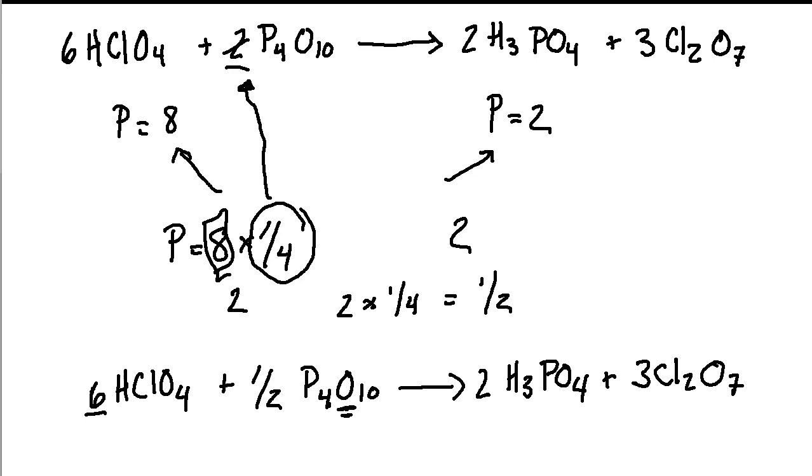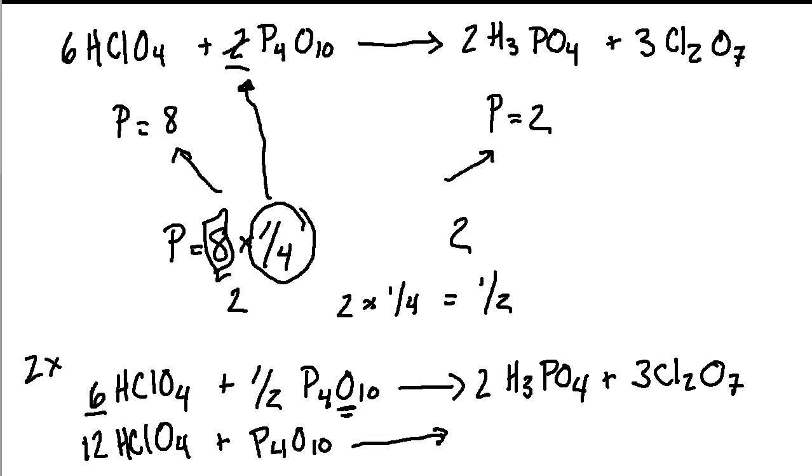So what I need to do now is get rid of the fraction again. So I'm going to have to do a ×2 multiplier to this entire set. So what I would end up with is 12 HClO4 plus P4O10. So this is just back to the original, right? And what I need here would be 4 H3PO4 plus, not 3, because we have to do the multiplier, 6 Cl2O7.